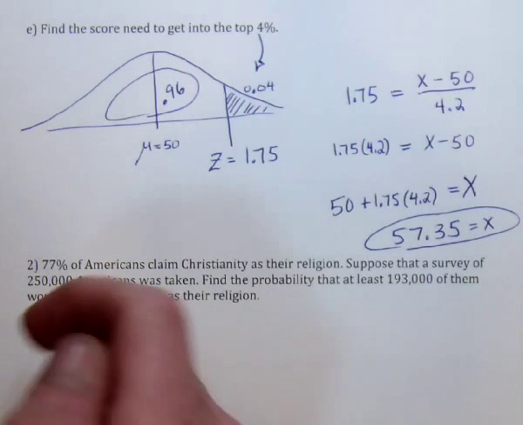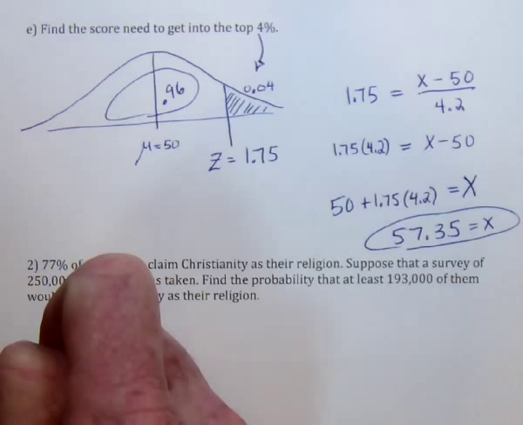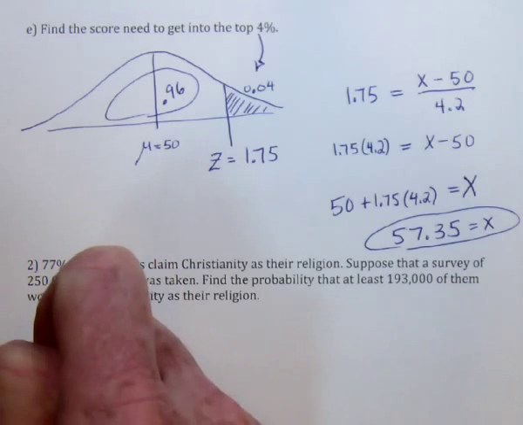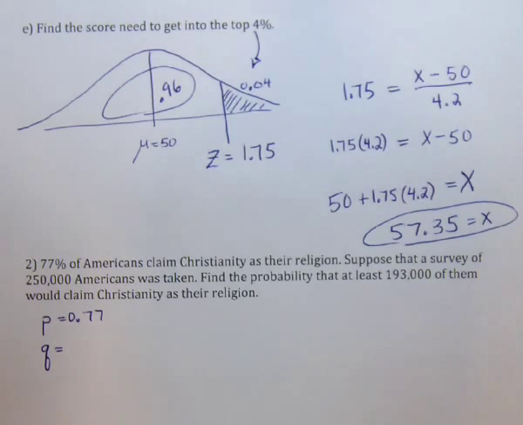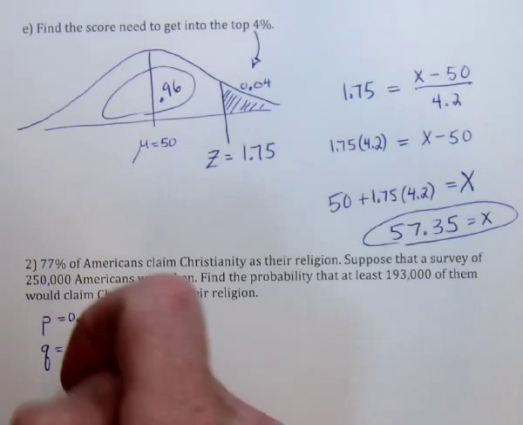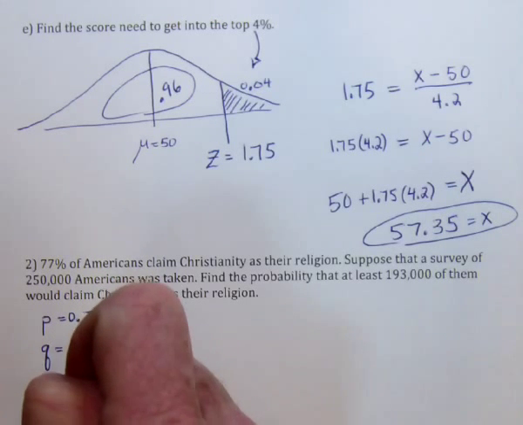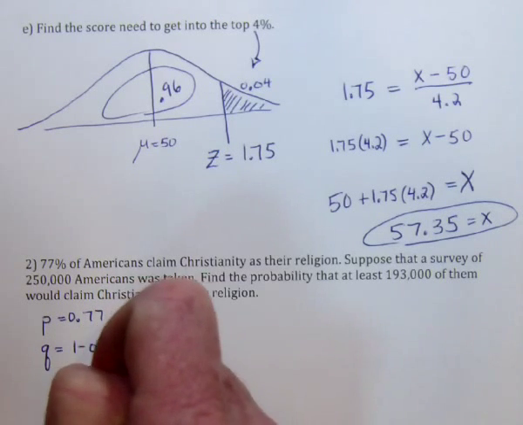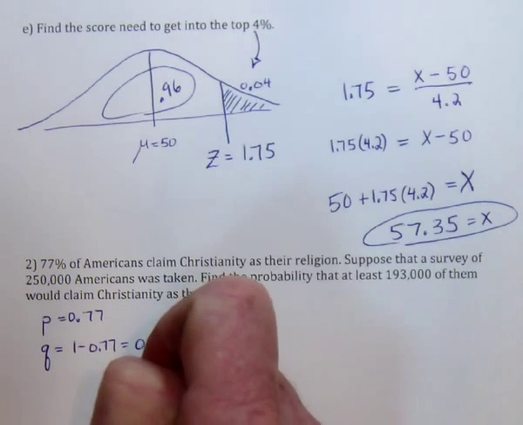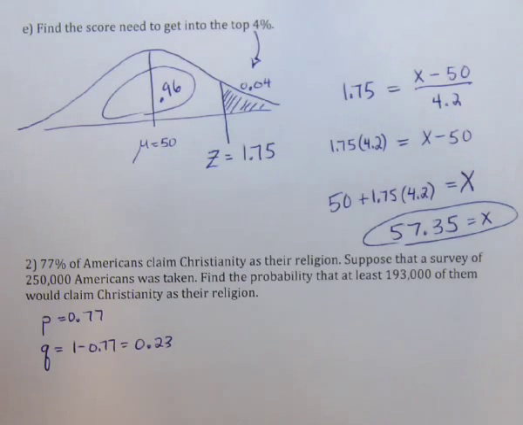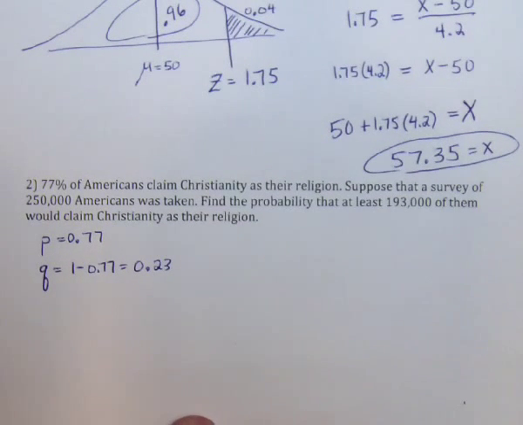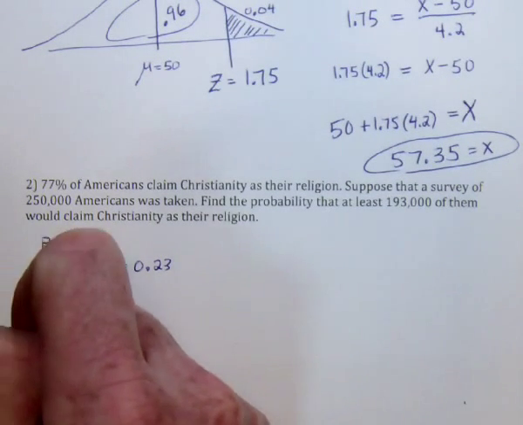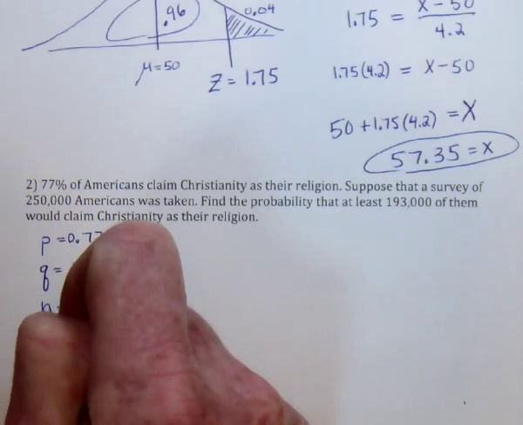So we've got the p is equal to 0.77. Then we could find the q, so that would be those that say something other than Christianity. So that's going to be 1 minus the 0.77. So that equals 0.23. Okay. Next we have the sample size, n, is 250,000.